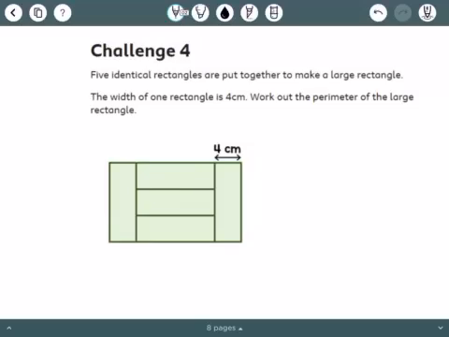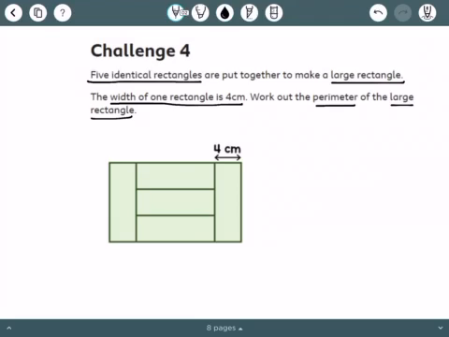Look at challenge 4, we'll read through it very carefully. 5 identical rectangles are put together to make a large rectangle. Identical rectangles, so they're exactly the same. The width of one rectangle is 4 centimetres, and we can see that on the diagram. And it asks us to work out the perimeter, the distance all the way around the large rectangle.